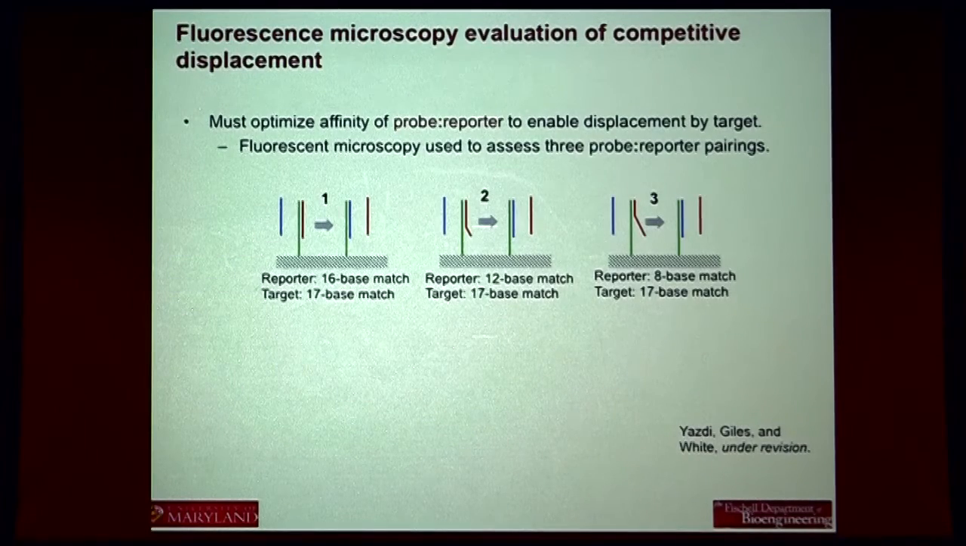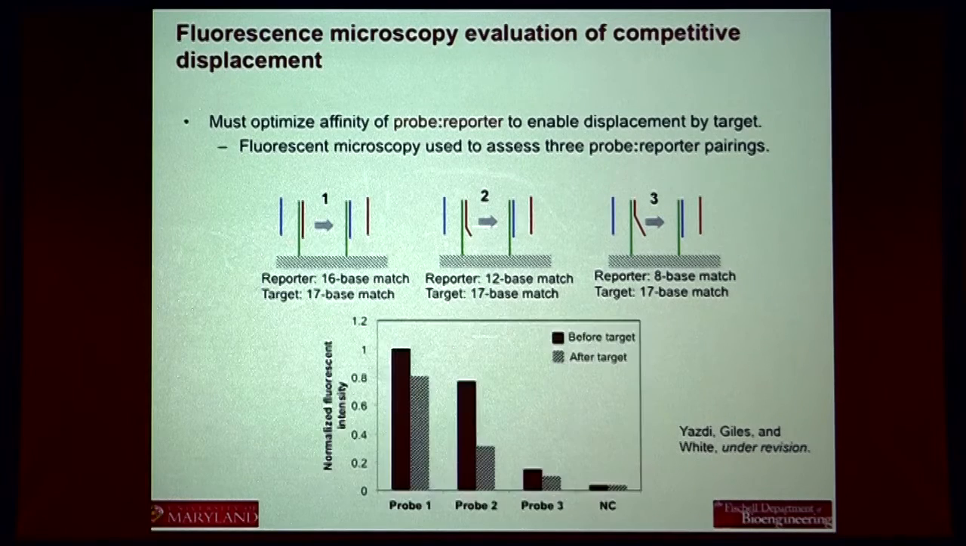So one of the things we needed to figure out, which was nice to have the microfluidic device to do, was that moderate affinity. So what I need is for my target to displace my reporter. So we designed three different reactions here in which, in each case, the number of base matches between this probe and reporter changed, whereas the number of base matches with the target and probe was the same. So here we've got a very strong binding between probe and reporter, here very weak, and here the moderate.